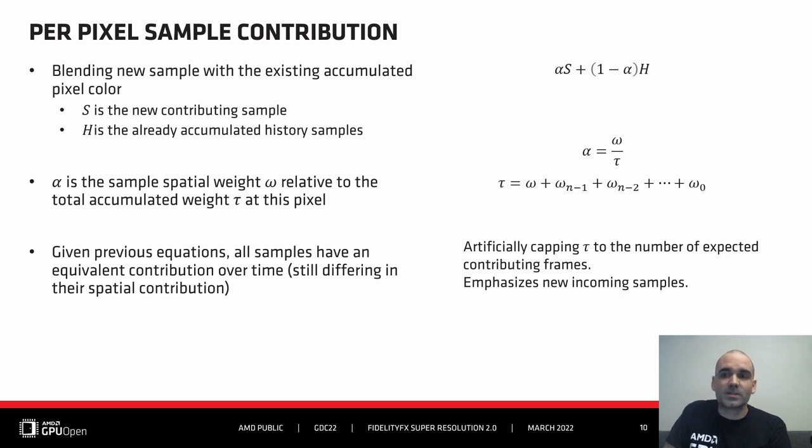This is how we compute the alpha factor. It's computed from the spatial weight omega of the new sample, relative to the total weight tau of the already accumulated samples on the pixel. One important point: this method is not introducing any time-dependent variable. So we introduce that time dependency by capping tau to the expected weight of our target accumulated number of frames. This is based on the average weight for each possible sample and the number of expected accumulated frames. This last number depends on the expected anti-aliasing quality, so that's the number of samples per pixel that we target. Now let's see how this weight is actually computed.